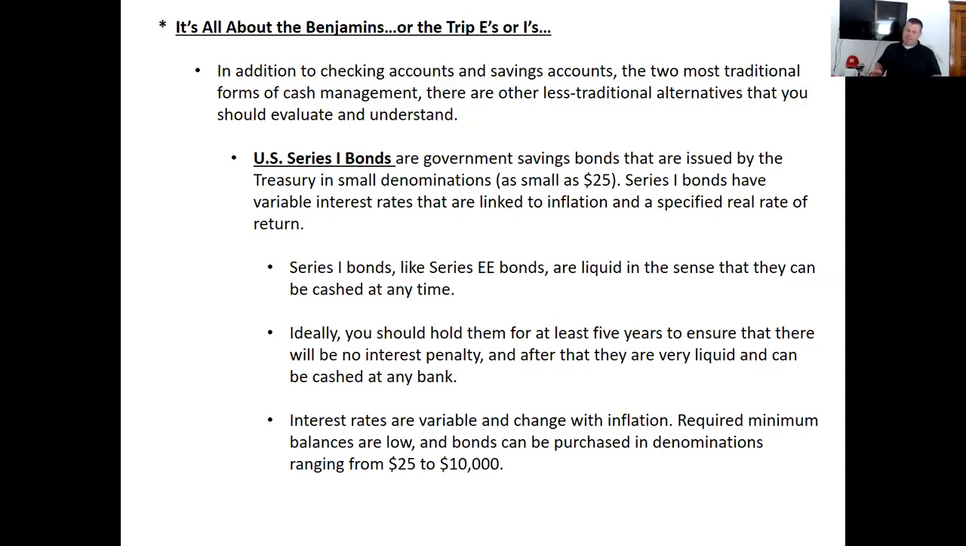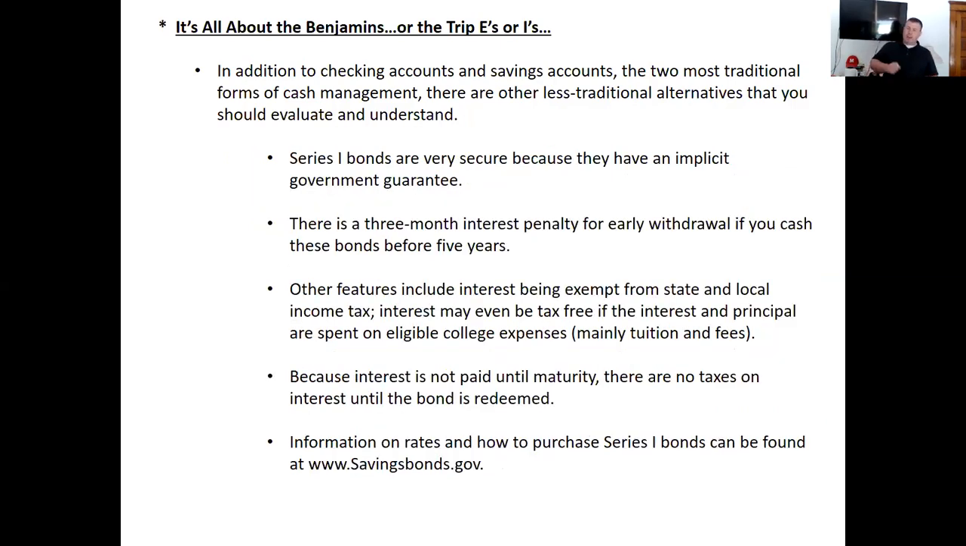So Series I bonds, like Series EE bonds, are liquid in the sense that they can be cashed in at any time, but ideally you should hold on to them for at least 5 years to ensure that there won't be an interest penalty, and after that they are very liquid and can be cashed in any bank. The interest rates are variable, they change with the inflationary rate, and the required minimum balances are low. Bonds can be purchased in denominations ranging from $25 to $10,000, just like the EE bonds. Series I bonds, again, are very secure because they're government debt. They have that implicit government guarantee of repayment. There's a 3-month interest penalty for each withdrawal if you cash these bonds before 5 years, much like the EE bond. Other features include interest being exempt from state and local income tax.